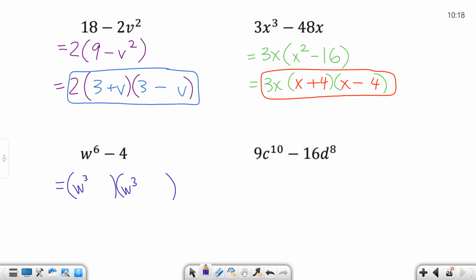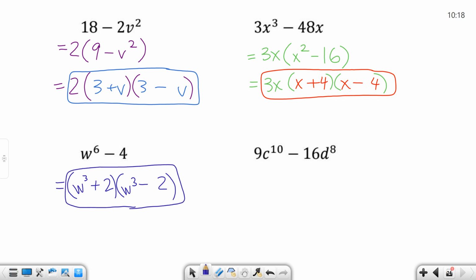W cubed, I just said that wrong. W cubed times W cubed, if you square that, is W to the 6th. Okay? So when you square W cubed, you double the power. All right? So W cubed and W cubed. And then what do you square to get 4? 2. 2 and 2. And then one of them is plus and the other is minus.